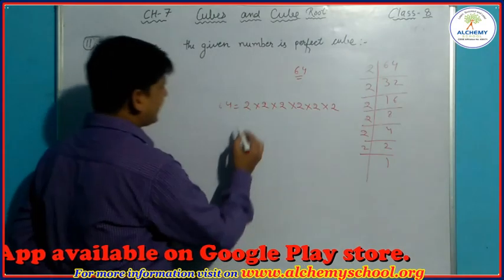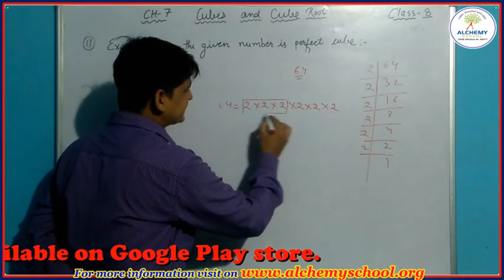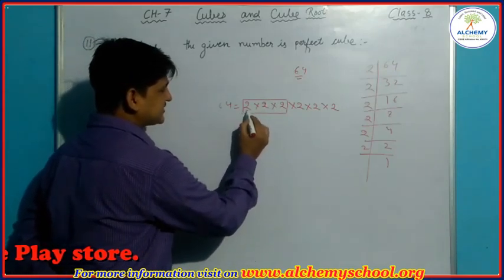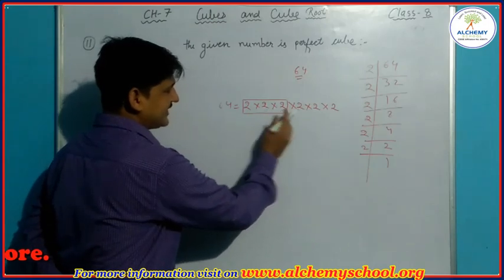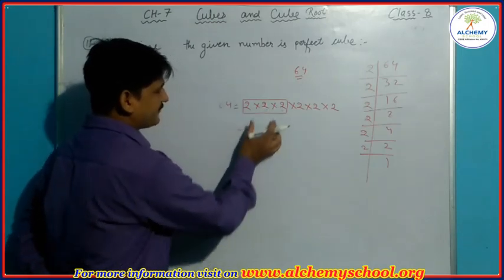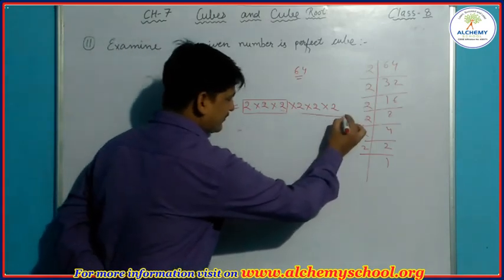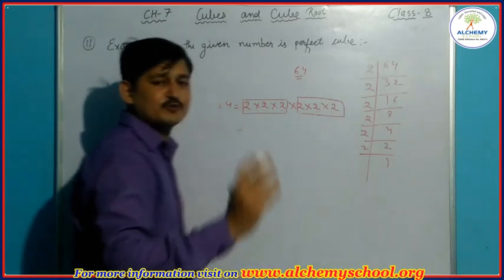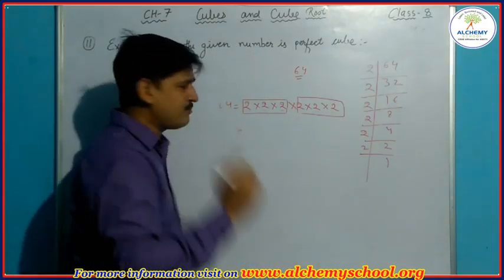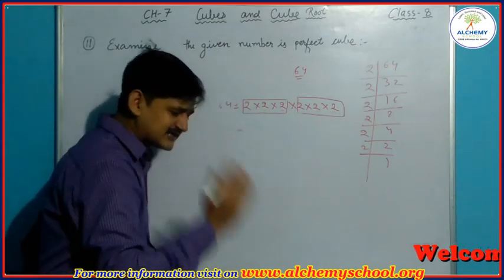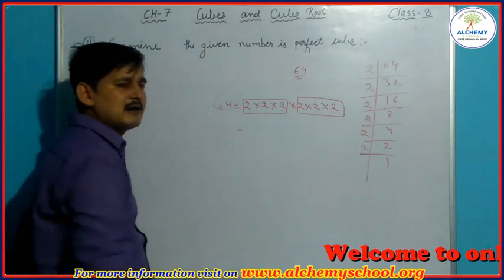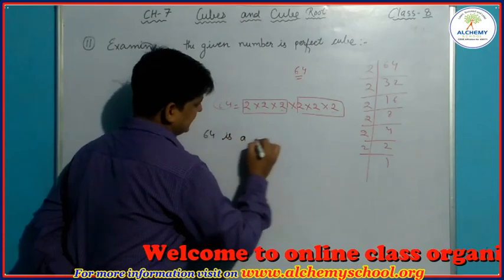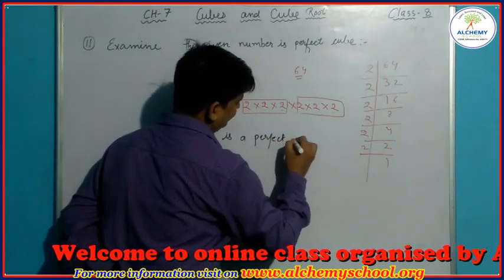Now the next step is we have to make groups of 3 same factors. So the first group I have made for this 2 has 3 members: 1, 2 and 3. The second group again has 3 members, 2, 2 and 2. It means we have to make groups of 3 same factors. If we are able to make such groups, it means the given number is a perfect cube. So we can write here, 64 is a perfect cube.